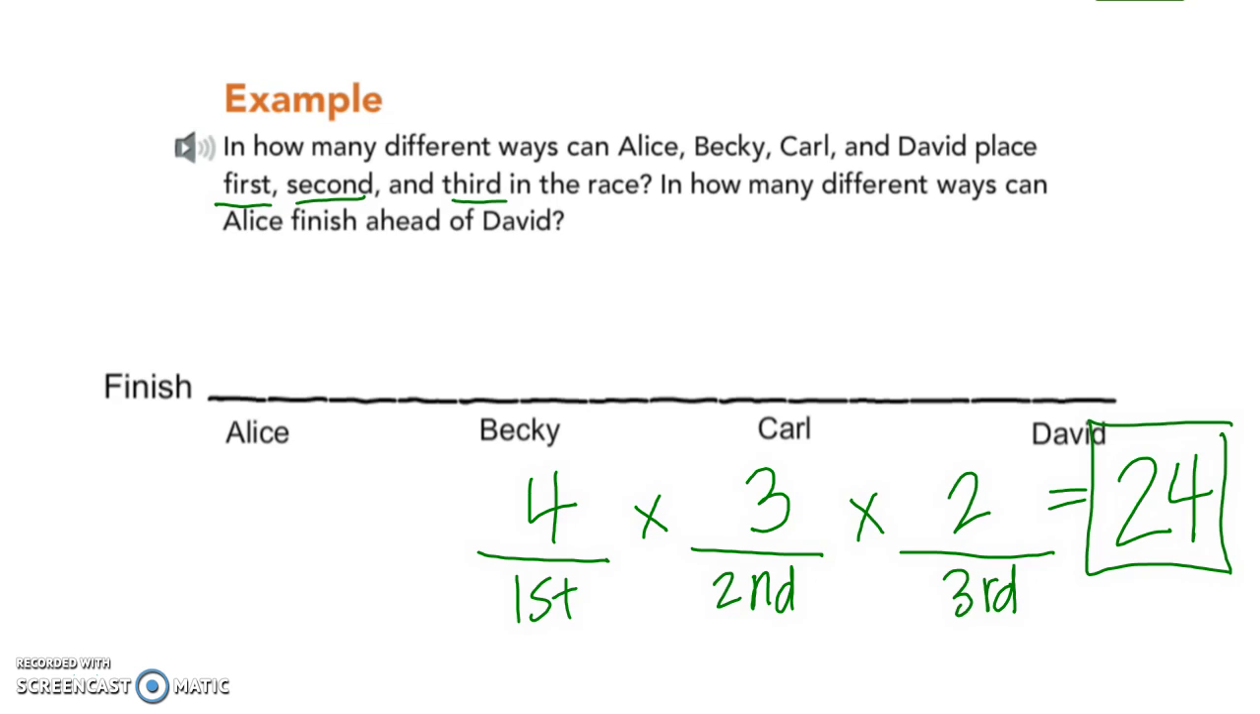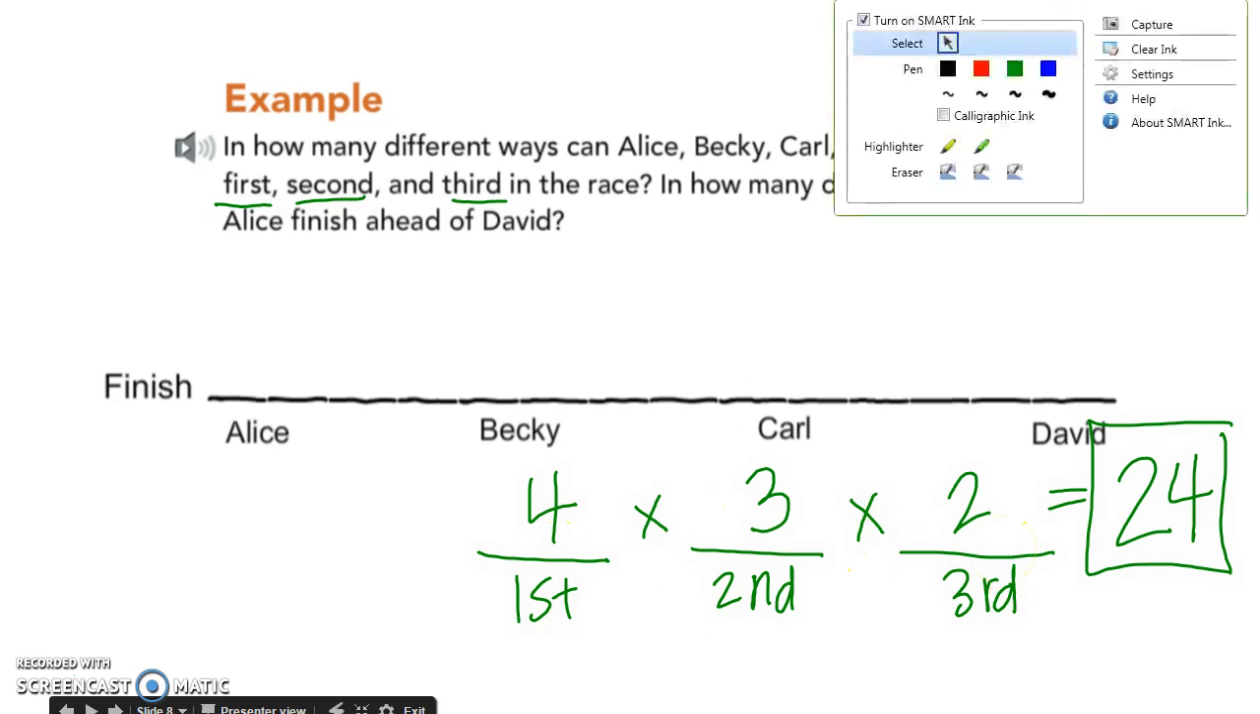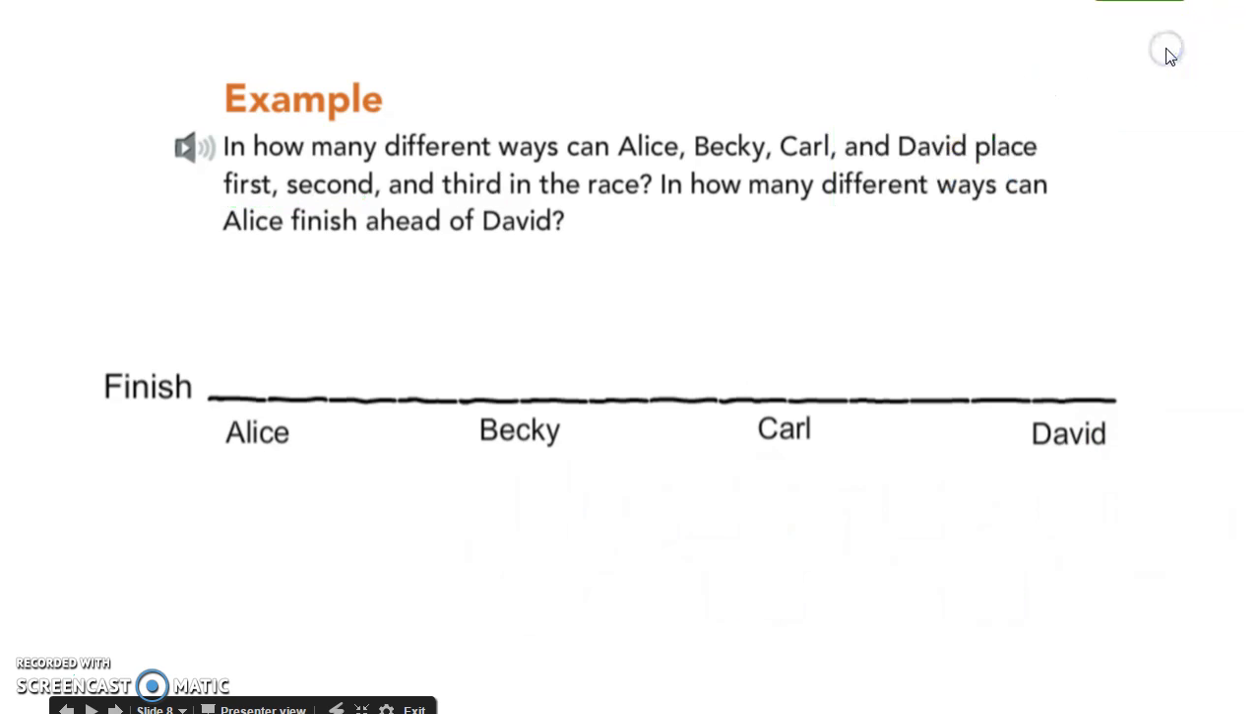Why would I not do 4 times 4 times 4 there? Because once somebody wins first place, they're not going to be also getting second or third place. Okay, so we have to take that down by 1 each time. And then it says, in how many different ways can Alice finish ahead of David? We would have to list out the sample space and then look for the ones where A comes before D.